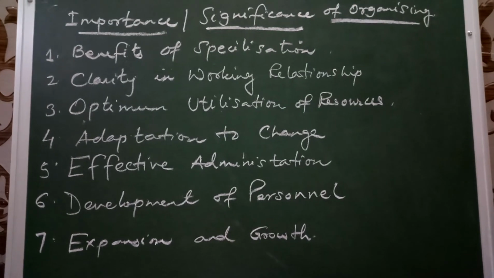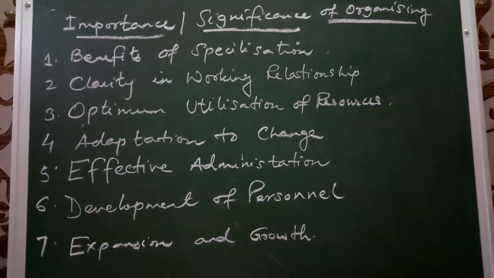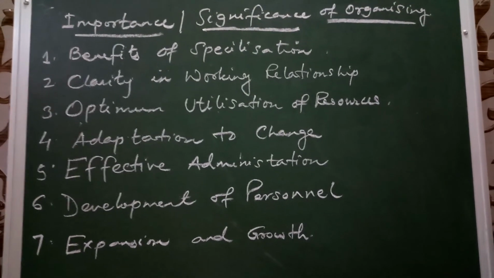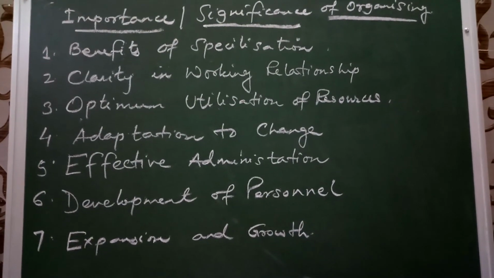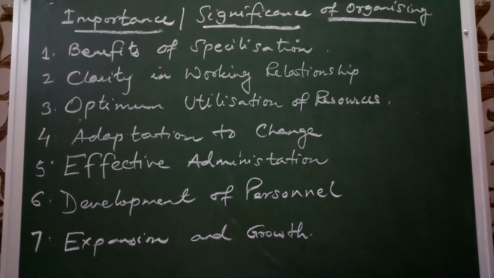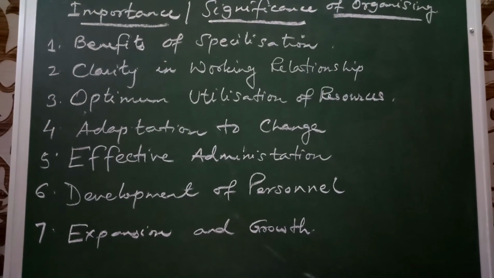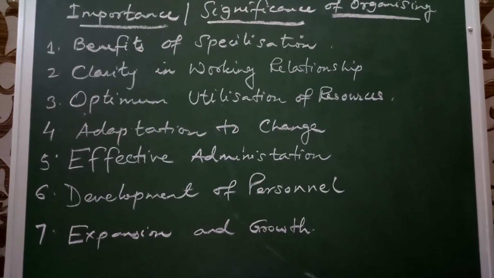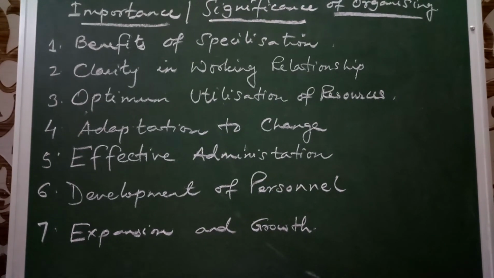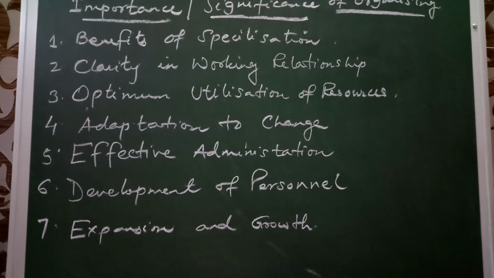Then the expansion and growth. The firm expands, the firm grows because organizing allows a business enterprise to add more job positions, more departments on the basis of the product line also. It helps in the expansion and growth. When more and more work is identified, more and more job positions are created, more and more departments are created, and it helps the firm to expand and grow.